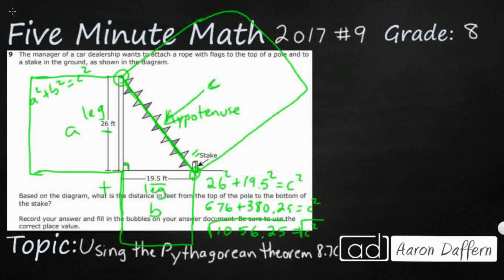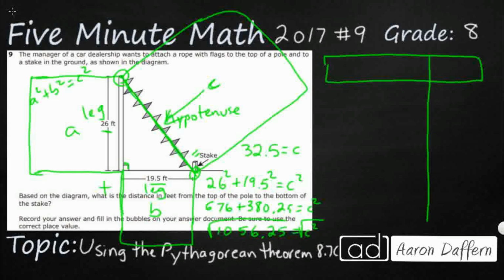This is where we definitely need our calculator. So we need to find the square root of our 1056.25. Hopefully we are used to using square roots on our calculator, and look what we find. I'll put it up here. We find that it's actually a pretty nice number, 32.5. Nice rational number. So let's bubble that in. So that's our c. That's our answer. That's that side length of that hypotenuse, the distance from the top of the pole down to the flag.